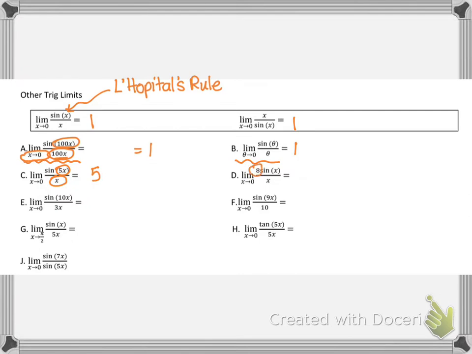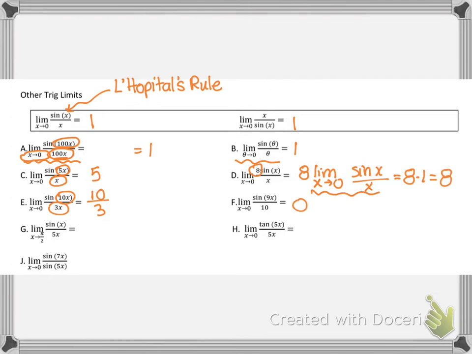D is kind of the same thing, but this constant is just multiplied to the function, so you're allowed to drag that constant out in front of the limit. Now we know that the limit as x approaches 0 of sine x over x is 1, and so we get 8 times 1, or just 8. Okay, example E, taking the ratio of the argument to the denominator, that gives us 10/3.